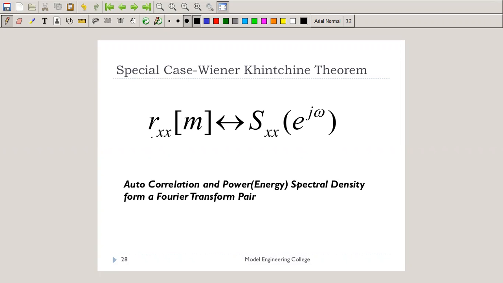Special case, autocorrelation: R_x(m), its Fourier transform, is equal to S_xx(e^{jω}). So this autocorrelation function and this power spectral density form a discrete time Fourier transform pair. This expression is also known as the Wiener-Khinchin theorem. That is, a power spectral density is found by taking the Fourier transform of the autocorrelation. So these are the properties of the discrete time Fourier transform.